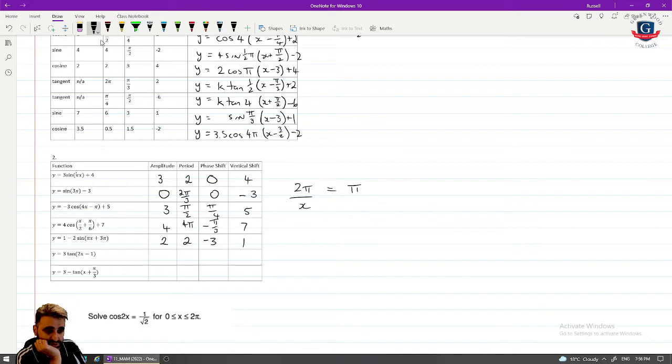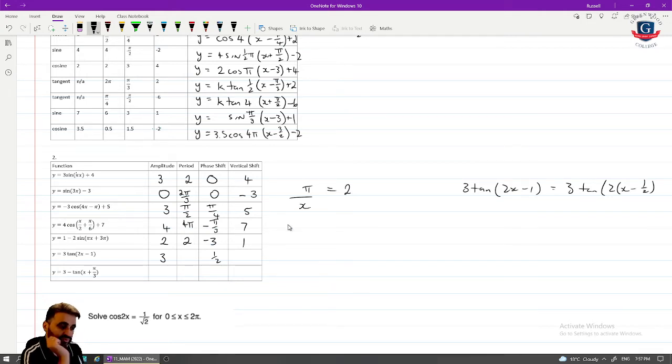Right, so these ones are a little bit different in that the period's now pi, not 2 pi, because we're dealing with tan. So that's going to be 3. We have to factorize out 2 as before, so 3 tan 2x minus 1 is equal to 3 tan 2x take a half. So that's going to be positive a half. That's going to equal 2. So that's going to be half pi then. And the vertical shift doesn't have one.